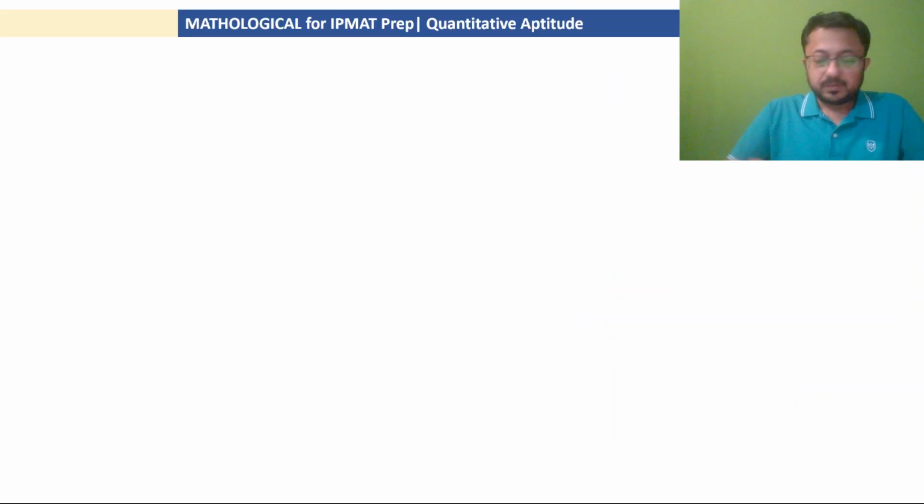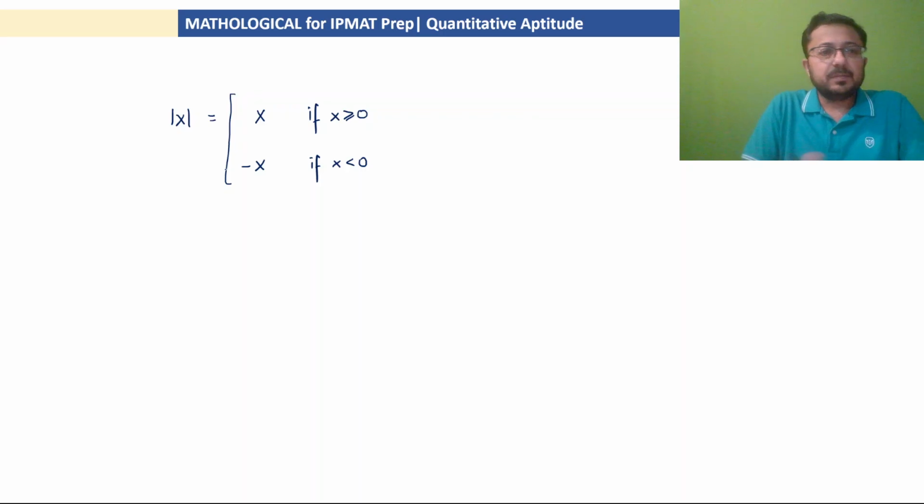So basically, mod of x is defined as equal to plus x or x if x is a positive or non-negative quantity. If x is positive, this is equal to x, and if x is equal to 0, then also that is equal to x. And mod of x is equal to minus x if x is negative. This is the basic definition of modulus.